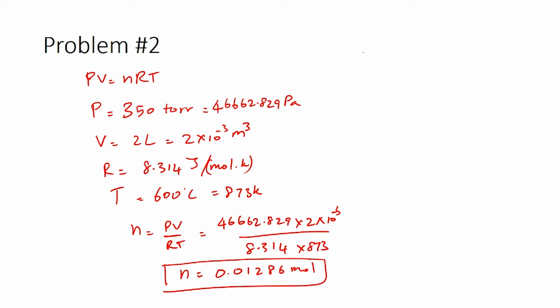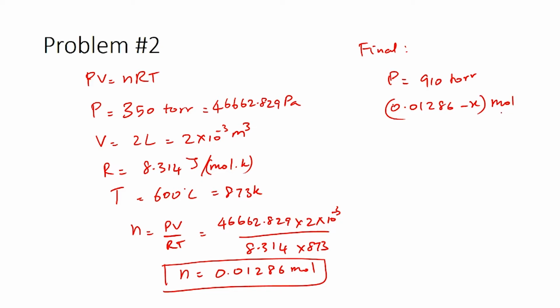So, the values we have calculated are for the initial condition. For the final condition we know that the pressure is 910 torr. If we assume that x moles of the dimethyl ether which was initially given is consumed, we have 0.01286 moles of dimethyl ether initially. If we assume x moles of that was consumed, the final state would contain 0.01286 minus x moles of dimethyl ether, right. So, this would be the number of moles of dimethyl ether.